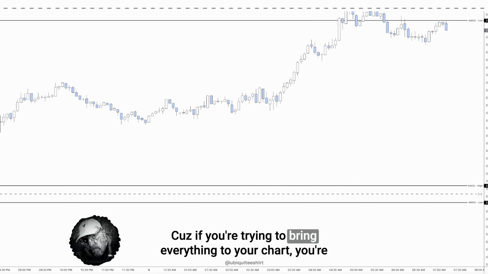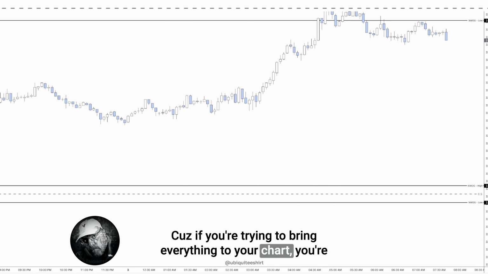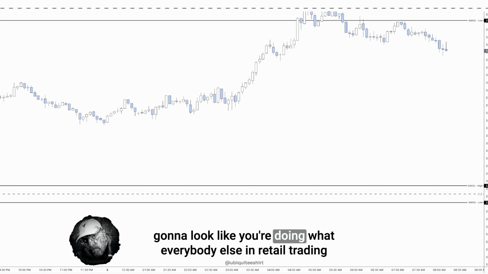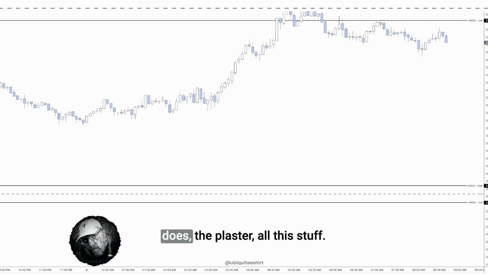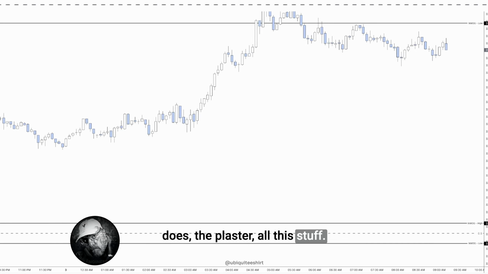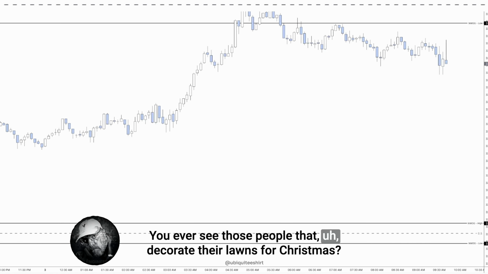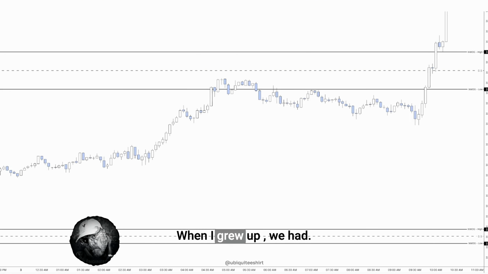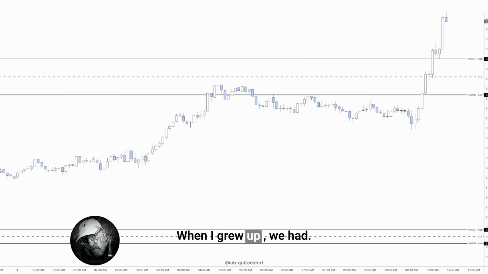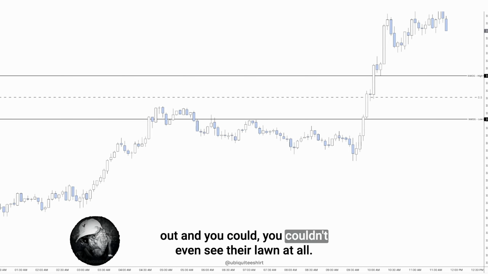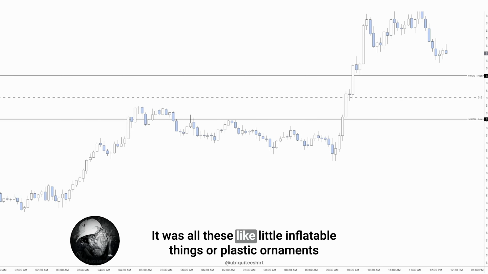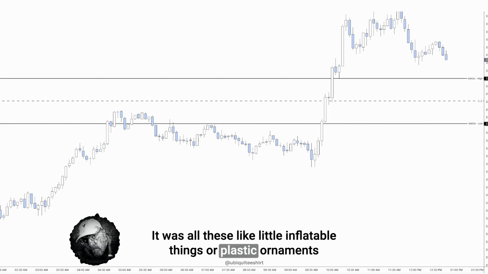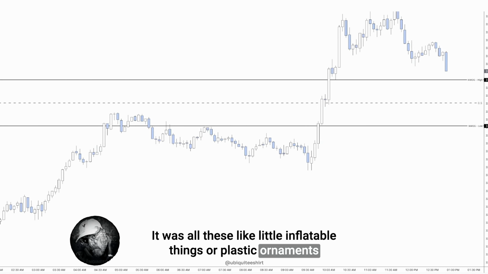Because if you're trying to bring everything to your chart, you're going to look like what everybody else in retail trading does. They plaster all this stuff. You ever see those people that decorate their lawns for Christmas? When I grew up, we had several homes in the neighborhood that brought everything out, and you couldn't even see their lawn at all. It was all these little inflatable things or plastic ornaments that light up. It was too much stuff. Well, you don't want to clutter your charts up like that.